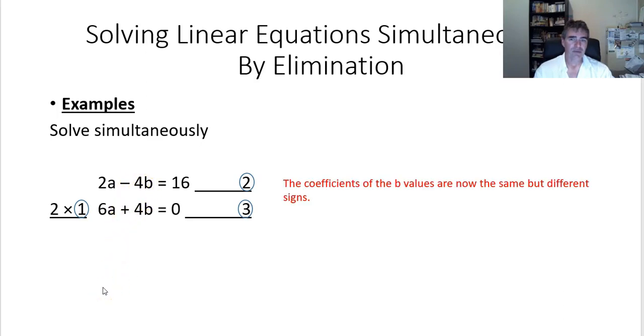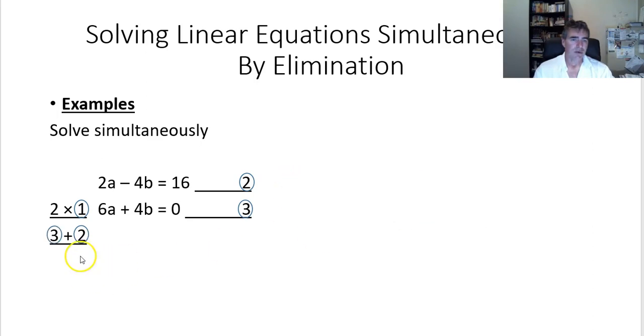We're going to add these equations. So equation 3 plus equation 2, and that way negative 4 plus positive 4 will be 0, so they eliminate. So 2a plus 6a is 8a, 16 plus 0 is 16. Now, one-step equation, divide both sides by 8, and we get a equals 2.